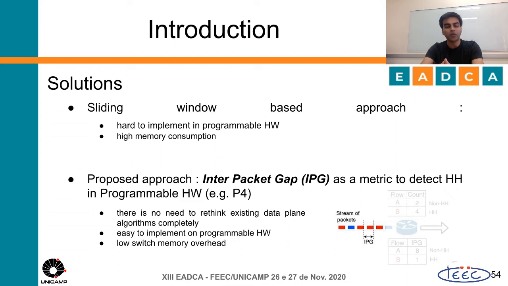We propose a novel metric, interpacket gap, for heavy hitter detection. The major benefits of using interpacket gap are that we don't need to rethink the existing data plane algorithms completely. The proposed approach can be implemented on programmable switch hardware, and we don't need to maintain two tables, which saves memory of the switch hardware.